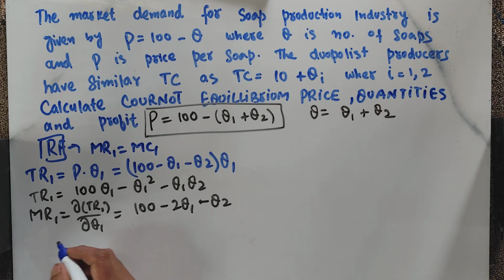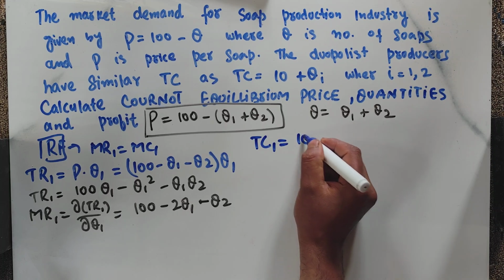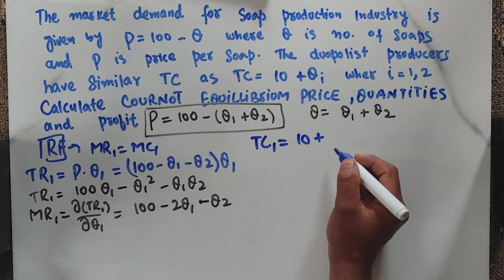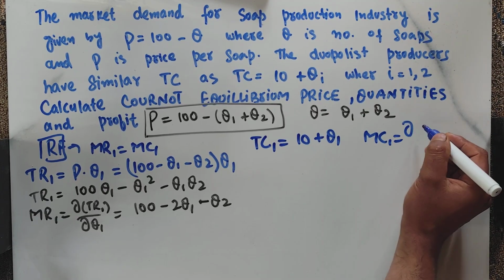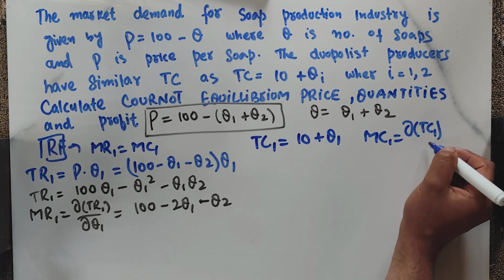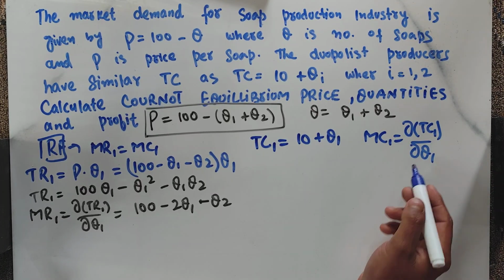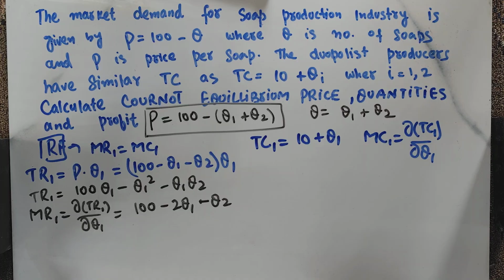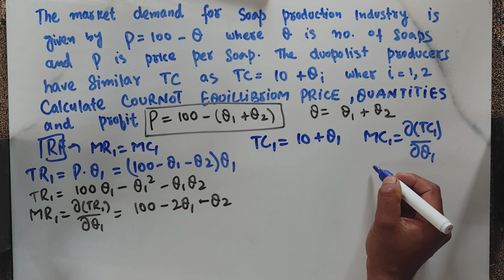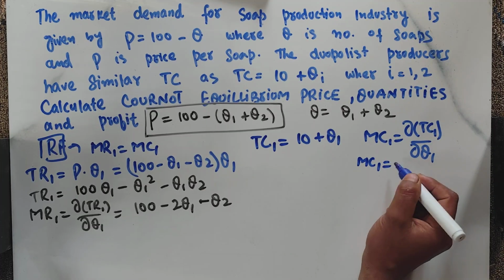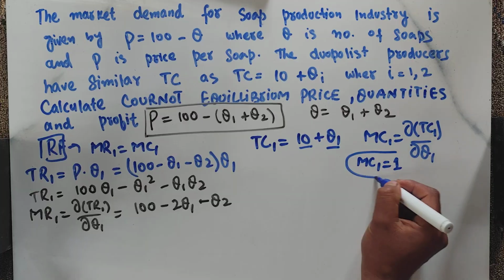Likewise, what is the total cost of firm 1? The total cost of firm 1 is equal to 10 plus Qi, and since i is equal to 1 here, we get 10 plus Q1. Marginal cost of firm 1 is the change in the total cost of firm 1 due to the change in the quantity of firm 1. So differentiating with respect to Q1: the derivative of a constant is 0, the derivative of Q1 is 1, so the marginal cost is 1.